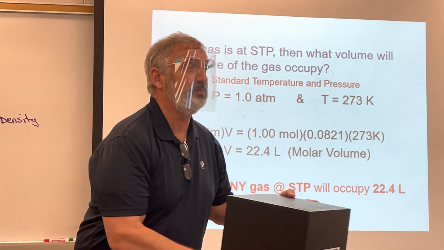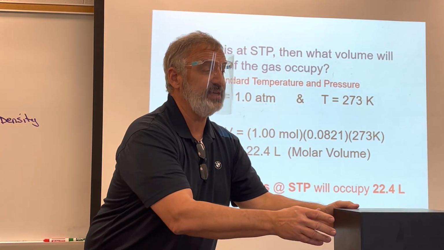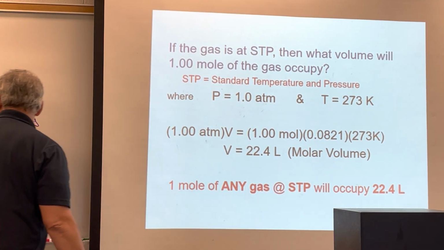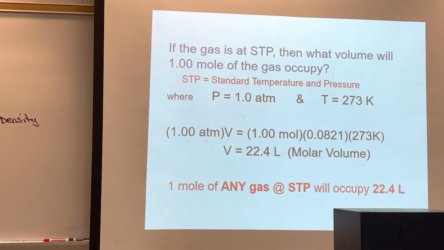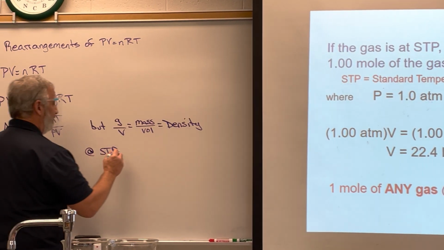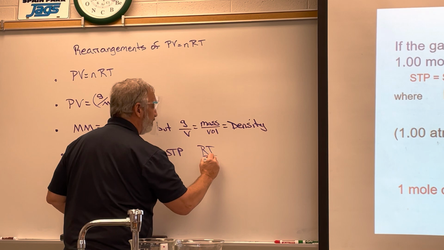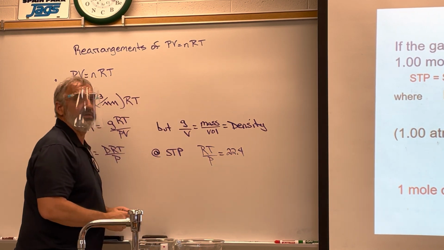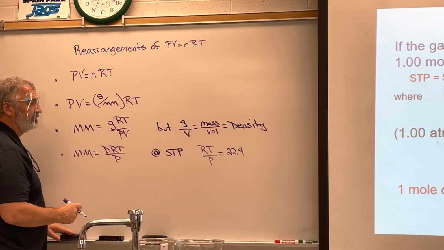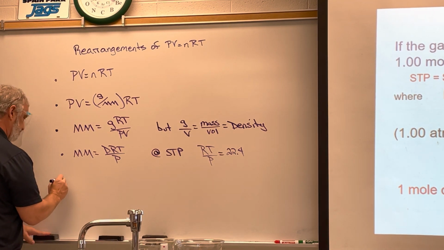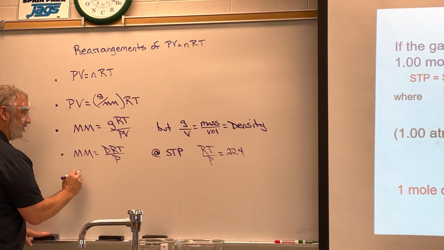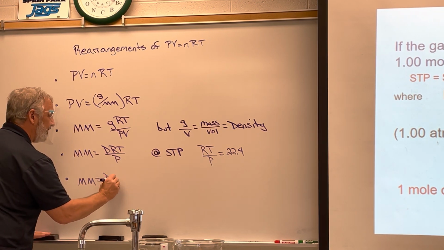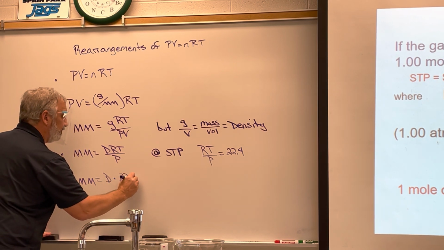That's Avogadro's principle, but the practical application of that is 1 mole at STP is 22.4 liters. So at STP, RT over P is equal to 22.4. That makes molar mass equal to density times 22.4.